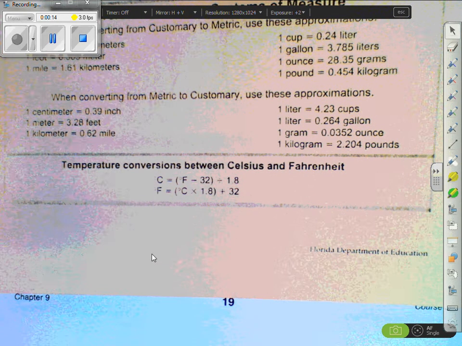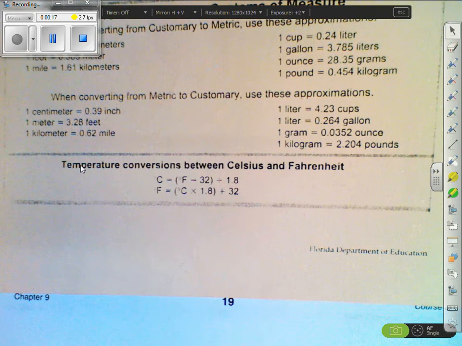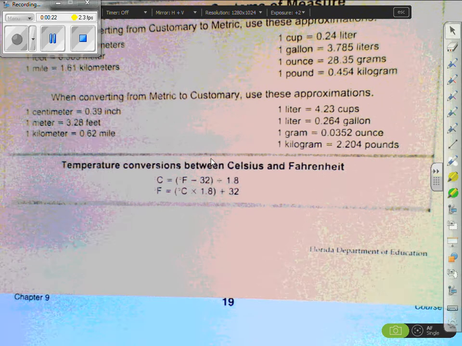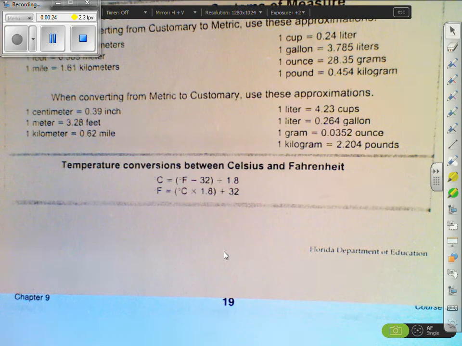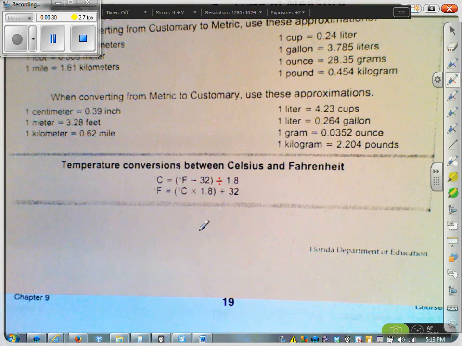Although everything was pretty easy and straightforward with this, we're just converting temperatures between Celsius and Fahrenheit. And here's an image of the reference sheet for you. I just wanted to put this up in case you may not have this at home.